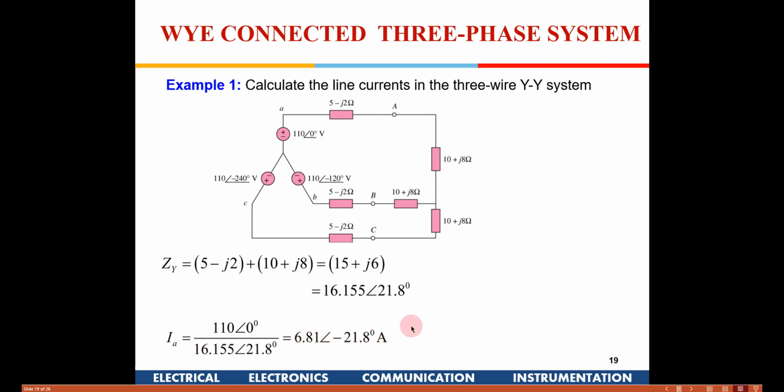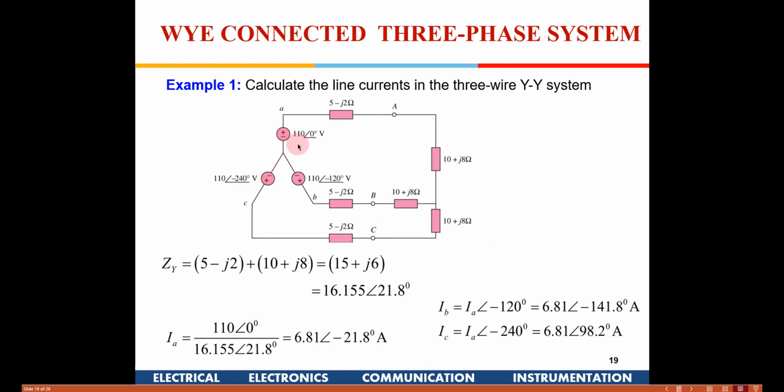Now you don't have to compute the currents in B and C. Whatever we get, minus 21.8 and minus 120 will give minus 141.8. Similarly, you can add 120 and get the phase for the third component. So you don't have to do this division for all three, because all three magnitudes will be the same, only the phase would change. This is how we compute the three phase currents. Now in this case, the phase currents and the line currents are going to be the same.